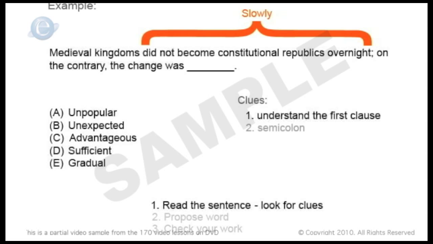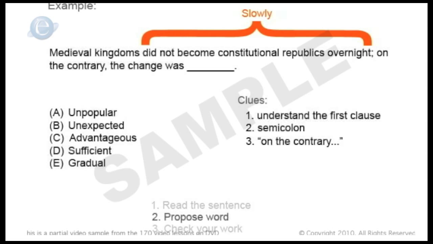Then there's the semicolon, clue number 2, that tells you that what comes after that semicolon is going to explain what came before it in more detail. On the contrary tells us that it wasn't overnight. On the contrary, it was going to be something like slow. The change was slow. It was gradual. So you look for clues, and then you figure out what the sentence means. We've done all that in the same process. Then you propose a word. In this case, we proposed a word like slowly or gradual.